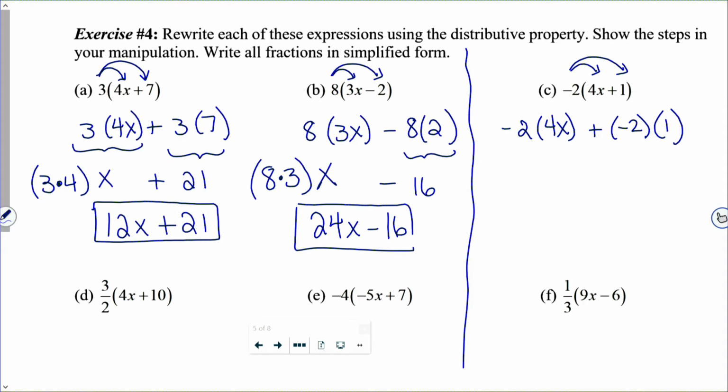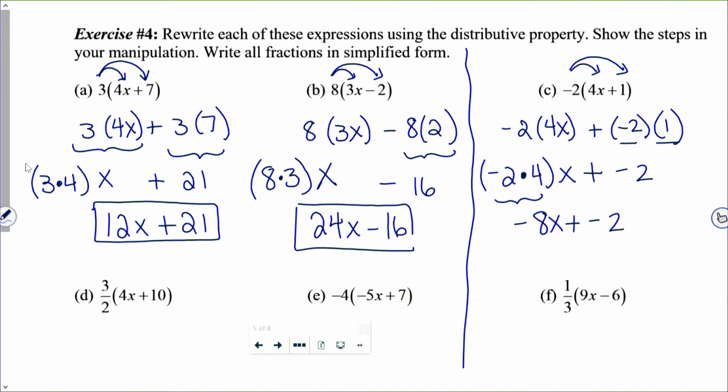Now, let me write out this further step. We have negative 2 times 4 times x. And remember that anytime we have a negative times a positive, we end up getting a negative. So negative 2 times 1 is negative 2. Likewise here, negative 2 times positive 4 is going to be negative 8.